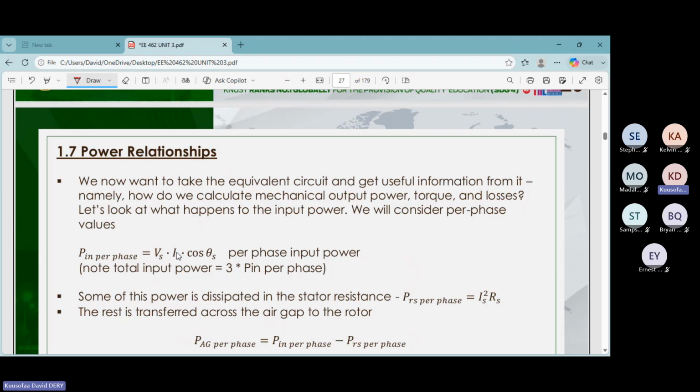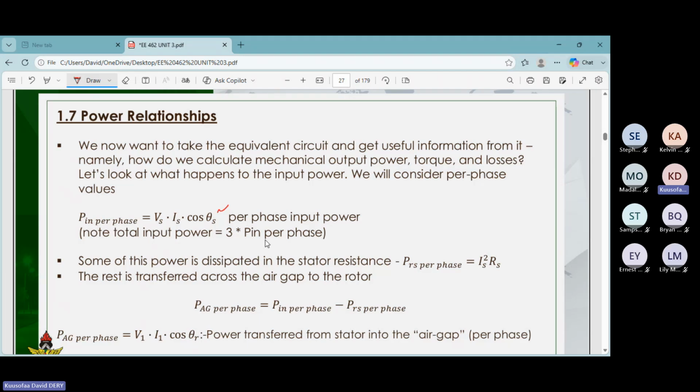So the input power is given by this, right? We are looking at active power flow. It will be given by the supplied voltage multiplied by the supplied current, cos of the power factor of the stator. Since this is per phase, you multiply by 3 to get the three-phase input. And some of the power is dissipated in the stator resistance, which would be the square of the stator's current times the stator's resistance. This is per phase, so if it's three-phase, you multiply by 3.